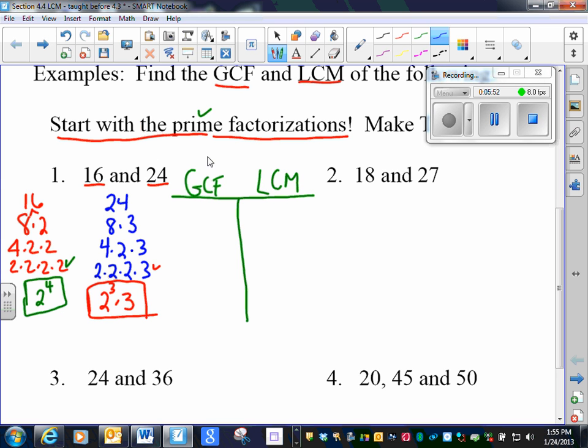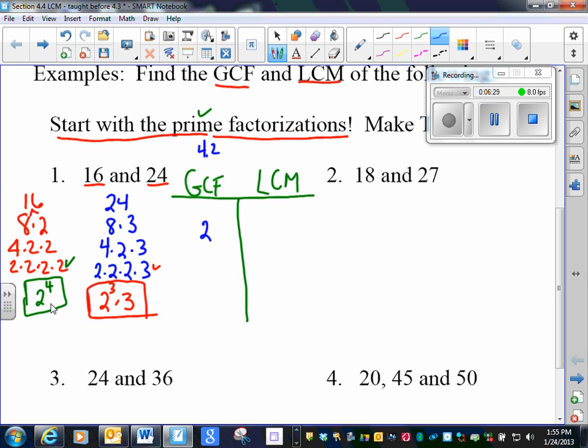Let's talk about the GCF. We did the GCF in section 4.2, but as a review, for the GCF, you go back and you look at your boxes and you ask yourself, what bases do I have in common? What do I see in both boxes? And you write that base down. I see a 2 over here and I see a 2 over here. I write it down, and I just write it down one time. I see a 3 over here, but there's no 3 in this box, so I'm not going to write it down. I'm finished with writing my bases.